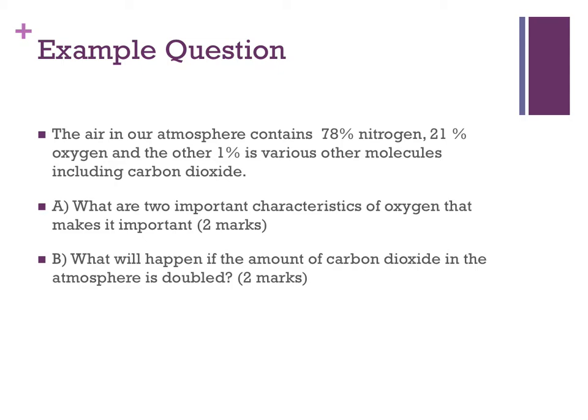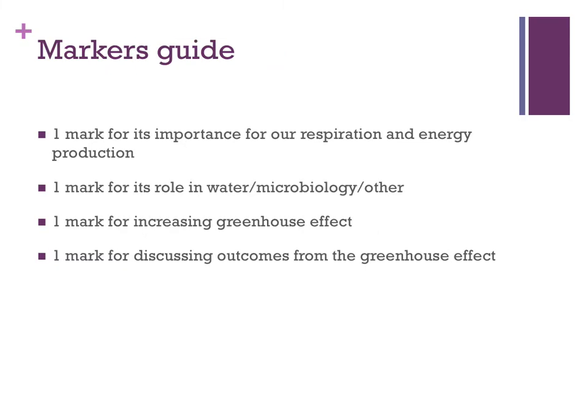From the teacher's point of view, we're interested in knowing how we're going to mark this. Okay, so what are we looking for? So we might give 1 mark for the importance of oxygen for respiration and energy production. Note though that there's 2 aspects to that. 1 mark for its role in water or microbiology, 1 mark for increasing the greenhouse effect, 1 mark for discussing outcomes from the greenhouse effect.